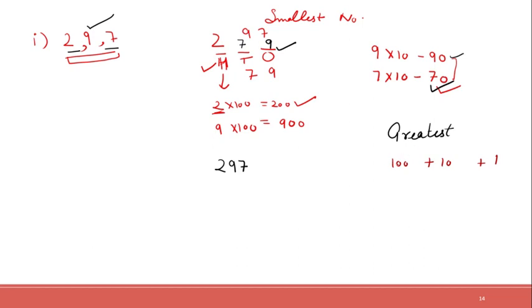What do we have to multiply 100 with? To make it greatest, we will take the greatest digit from here, so we'll multiply it by 9. Then with 10, to make it greatest, if we have taken 9 here, then we are left with 2 and 7. So which one do you think is greater?